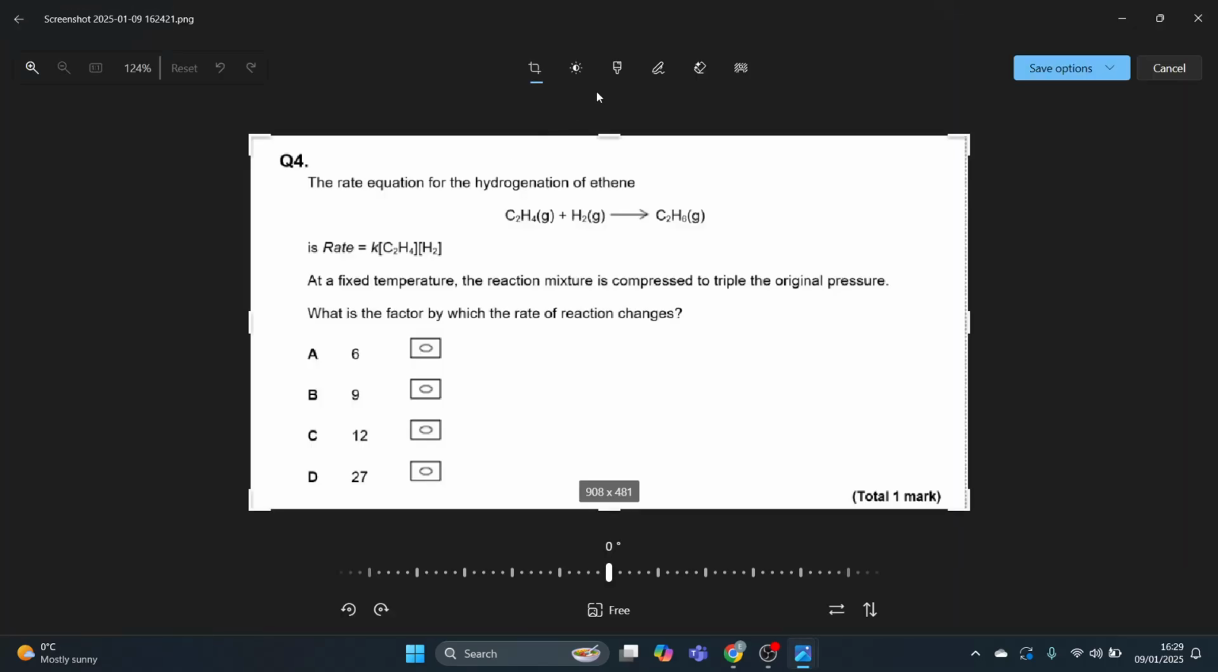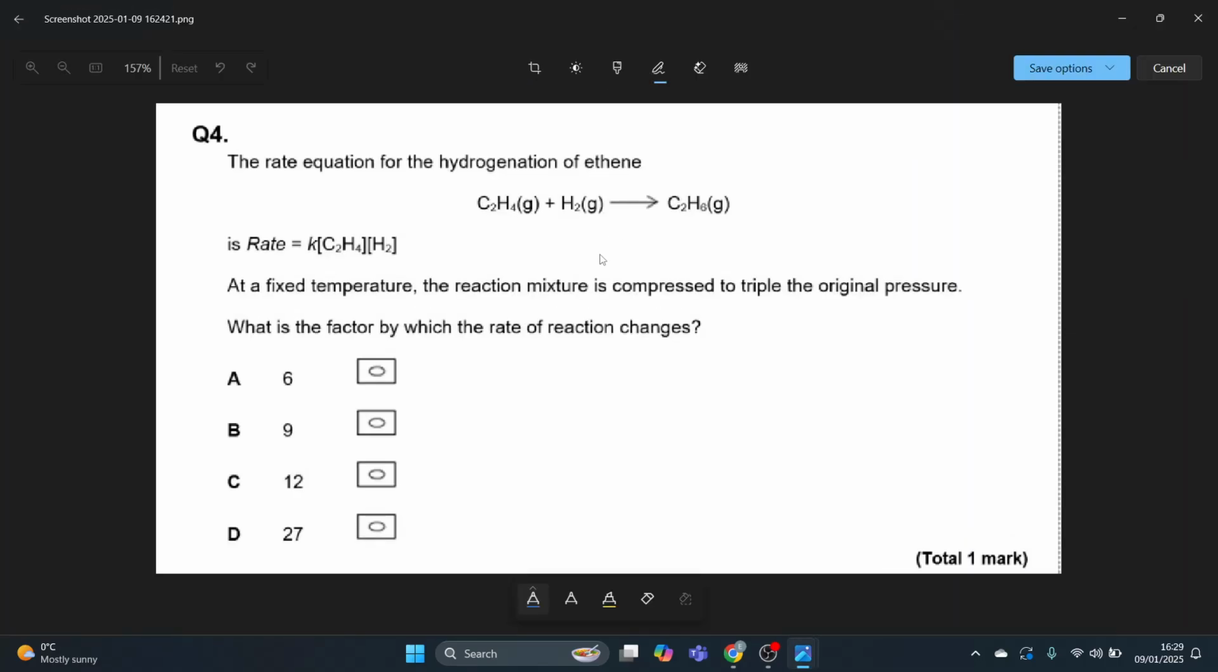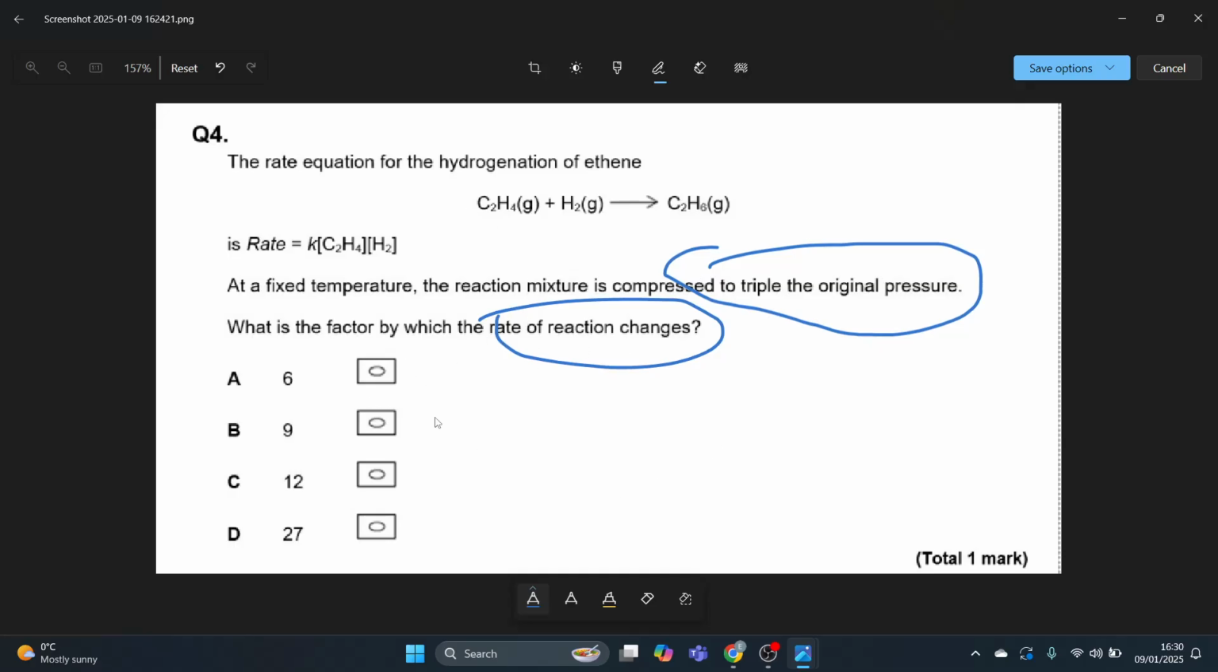Question 4. The rate equation for the hydrogenation of ethene is rate equals k square brackets C2H4, ethene, square brackets H2, hydrogen. At fixed temperature, the reaction mixture is compressed to triple the original pressure. What is the factor by which the rate of reaction changes? Now, here's the thing. We've tripled the original pressure. We're trying to find the factor by which the rate of reaction changes, by which it increases in this case.